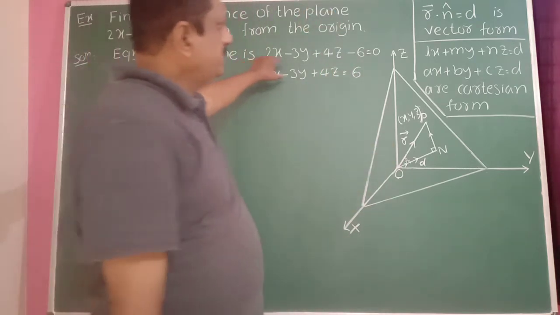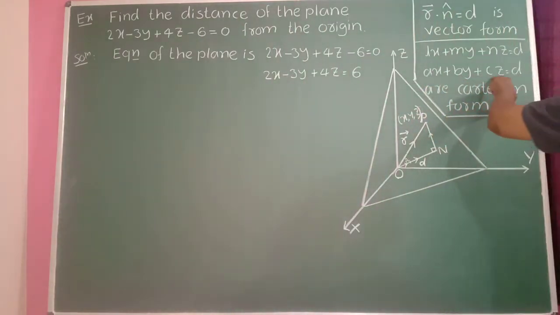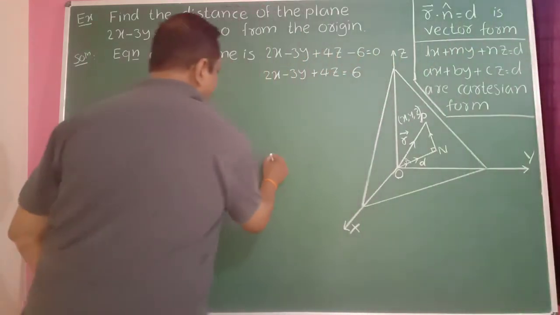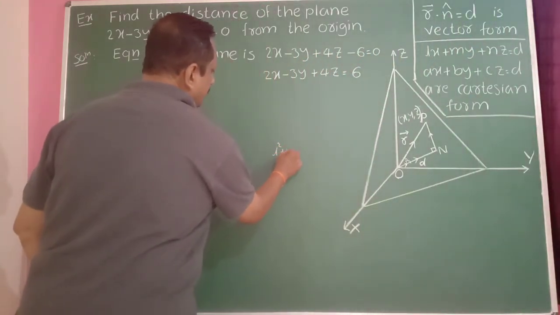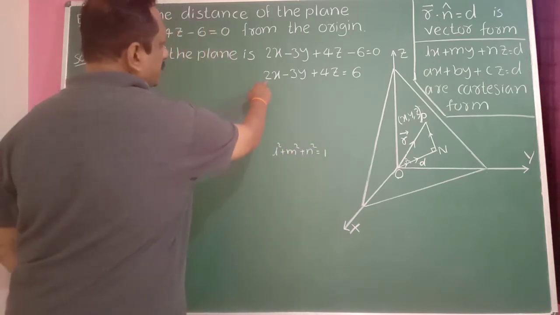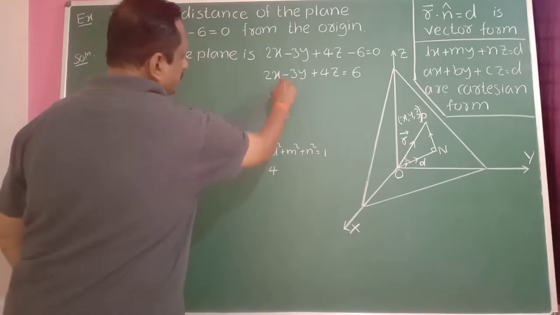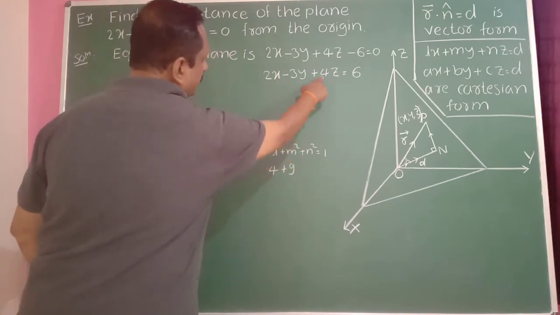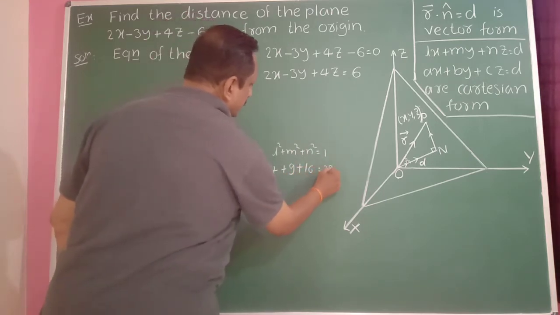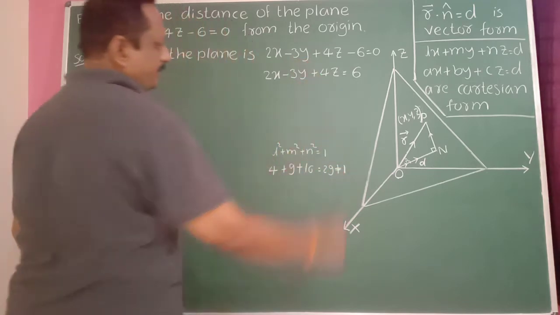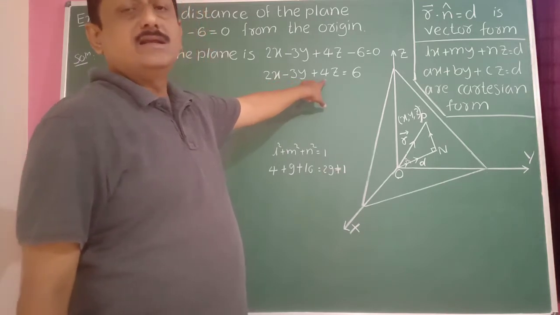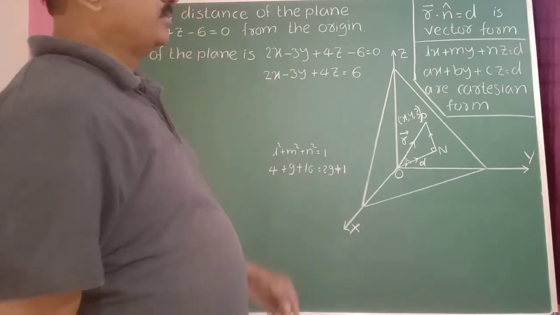This equation is in the form ax plus by plus cz is equal to d, but here this condition is not satisfied. If this condition is satisfied, then only these are the direction cosines. Just observe: 2 square becomes 4, 3 square becomes 9, and 4 square is 16. 16 plus 4 is 20, plus 9 is 29. So this is not equal to 1, which means 2, minus 3, 4 are not direction cosines. These are direction ratios.